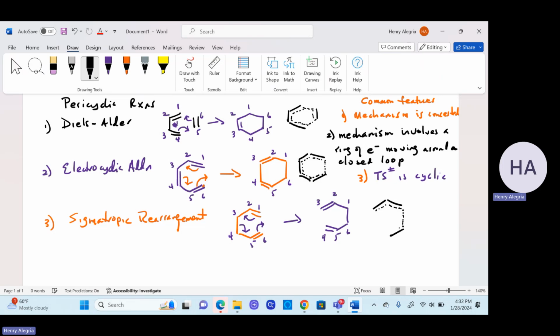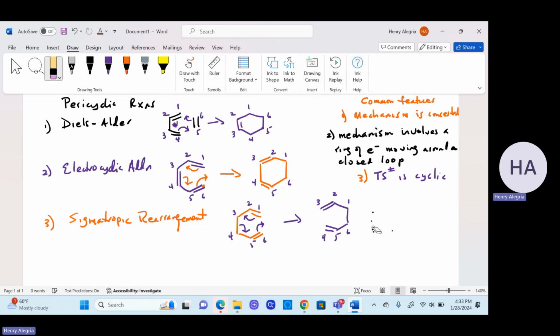I'm starting to break the pi bond between 6 and 5. I'm starting to form the pi bond between 4 and 5, and I am starting to break the sigma bond between 3 and 4. You look at all of them, and you clearly see that you have cyclic transition states, right? So I'll erase them just to clean this up, but I've just shown you that that is indeed something that is common to all three of them.